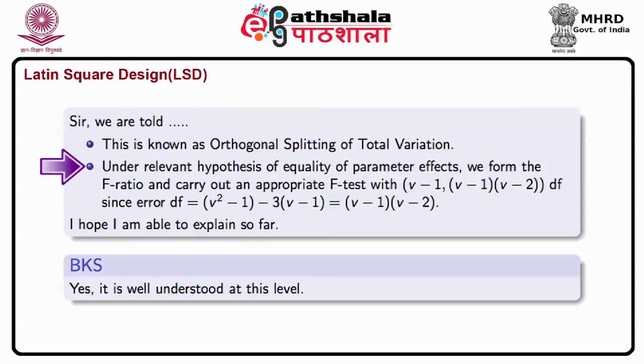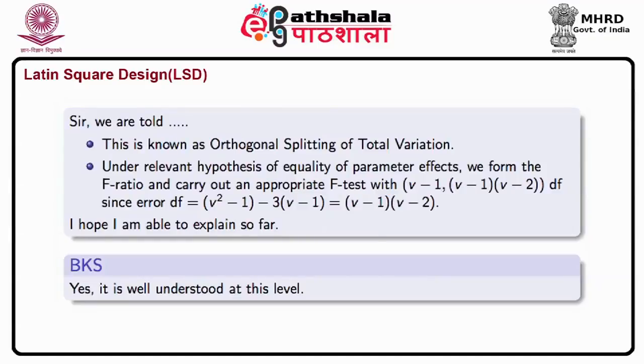Under the relevant hypothesis of equality of parameter effects, we form the F ratio and carry out an appropriate F test with v minus 1 and (v minus 1)(v minus 2) degrees of freedom. Since we know that the error degrees of freedom is equal to v square minus 1 minus 3 into (v minus 1), that is equal to the latter degrees of freedom, that is (v minus 1)(v minus 2). I hope I am able to explain so far.